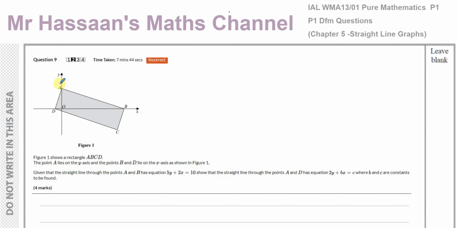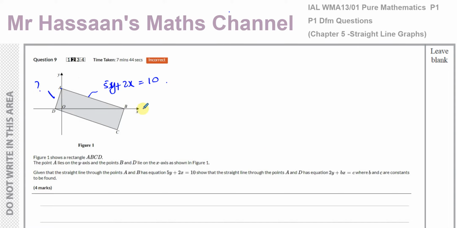So here we have a rectangle, ABCD. The point A lies on the y-axis and B and D on the x-axis. Given that the line through the points A and B has equation 5y plus 2x equals 10. Show that the straight line through the points A and D has equation 2y plus bx equals c, where b and c are constants to be found. So we need to find the equation of this line, basically.